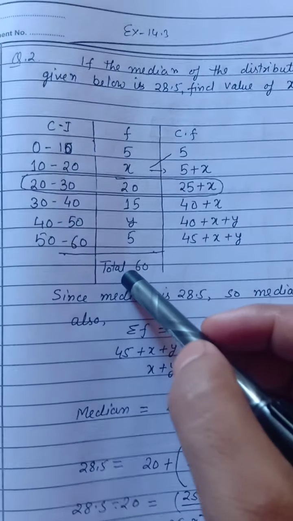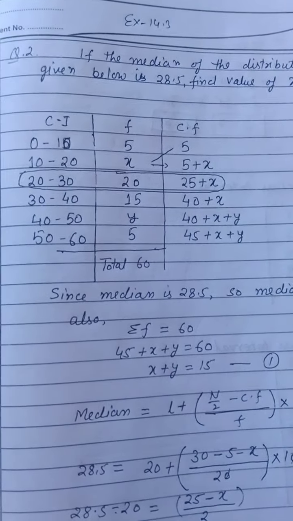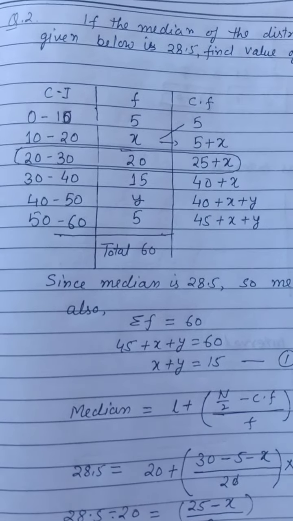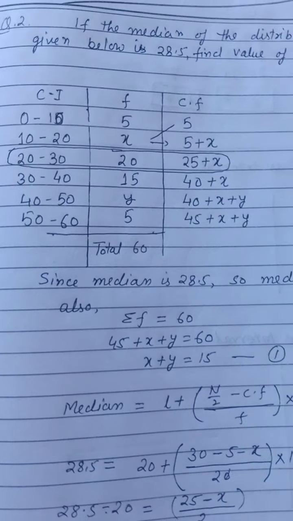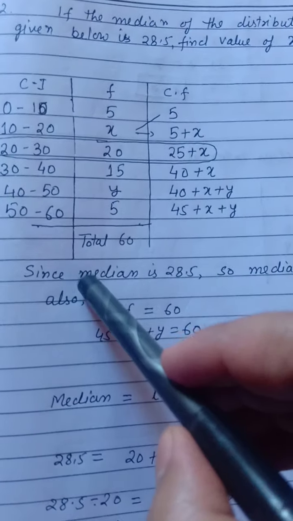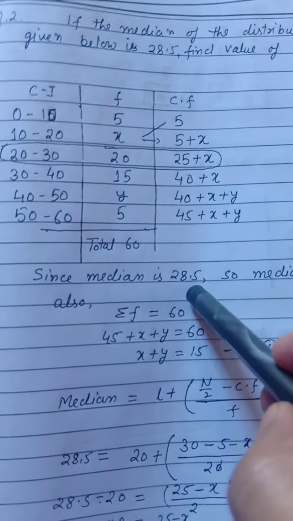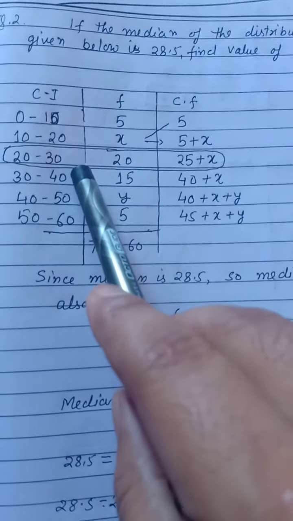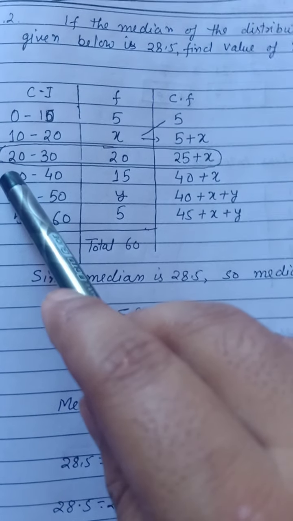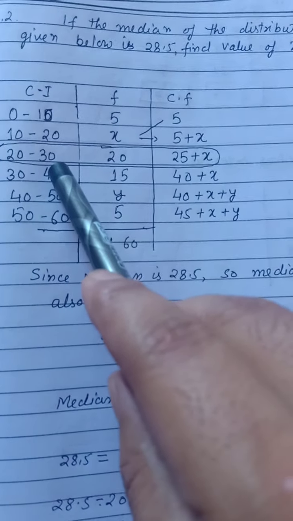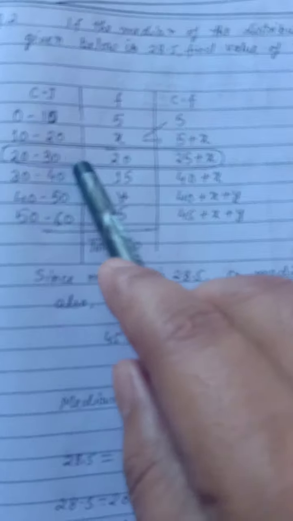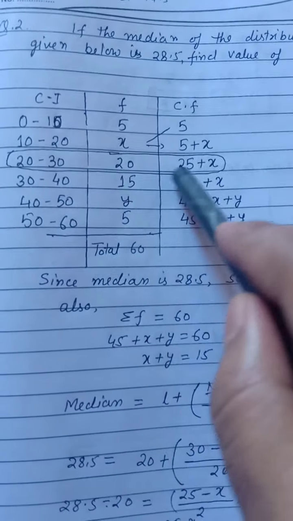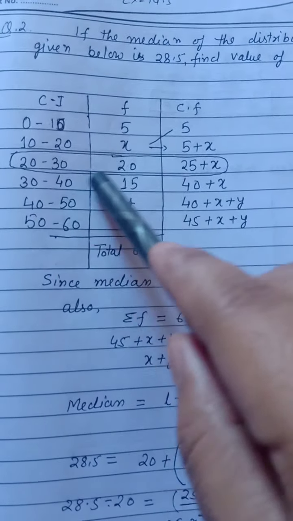Now the sum of frequencies is also given, that is 60. In this case, where the median is given, how can we find the median class? As you can see, the median is given as 28.5. Now 28.5 will lie in the class interval 20 to 30. The median class is that class where the median lies, so you can consider this interval as the median class.